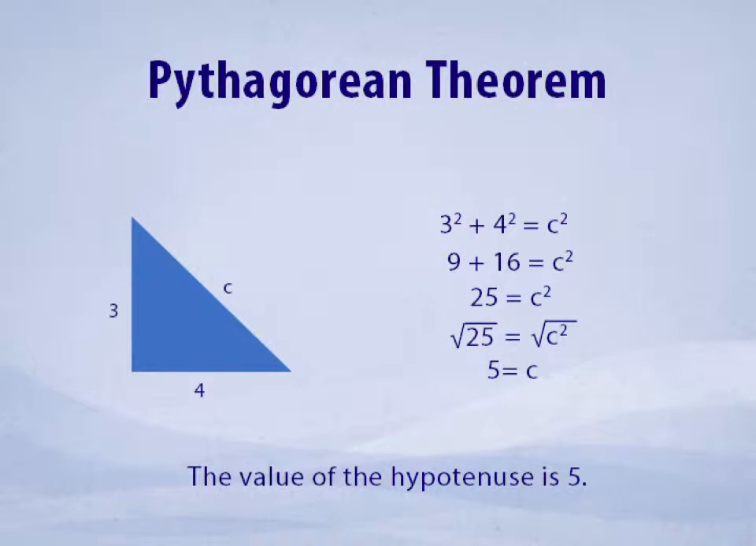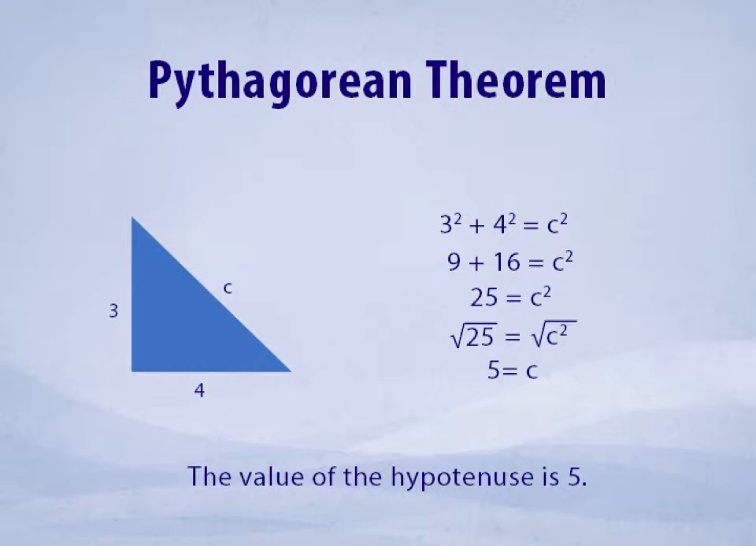In this example of the Pythagorean theorem, you see that you have a leg of 3 and a leg of 4, and the hypotenuse is missing. So we take the one leg squared, 3 squared, plus the other leg squared, which is the 4 squared, and it's equal to the c squared. 3 to the second power is 9. 4 to the second power is 16. So we have 9 plus 16 is equal to c squared. 9 plus 16 is 25. 25 is equal to c squared.